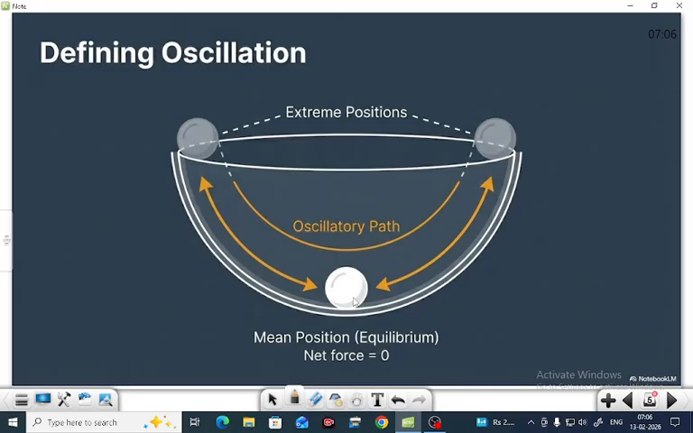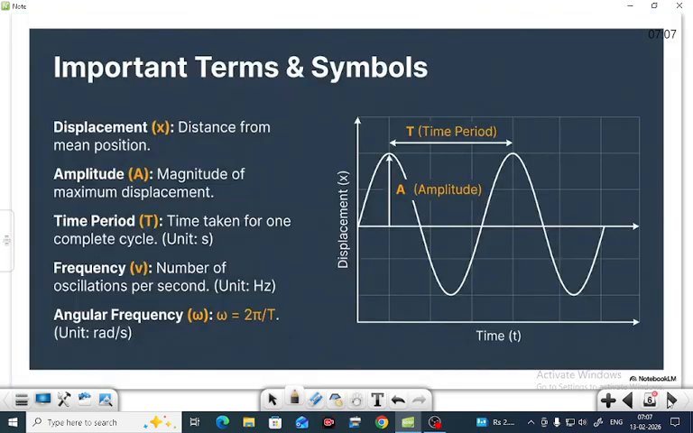In the case of acceleration, you can find that the acceleration at the extreme position is maximum and the acceleration at the mean position is 0, right? In this way, at the mean position the net force is also 0, right? So you can find this type of oscillation as oscillatory motion.